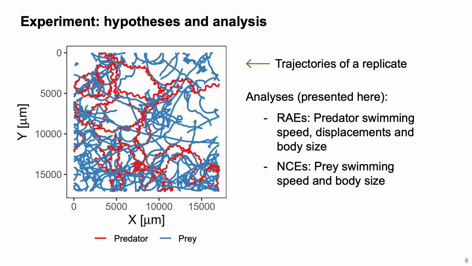On this slide on the left, you can see the recorded trajectories of one replicate. In this figure, the predator trajectories are red and the prey trajectories are blue. This predator moves in helices, which can be seen in the recorded trajectories.